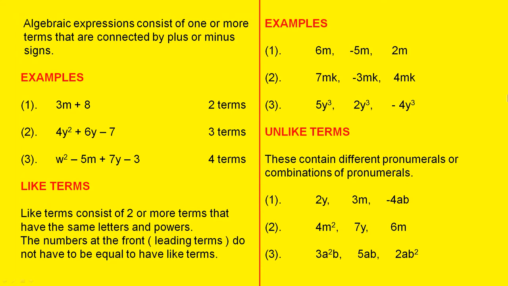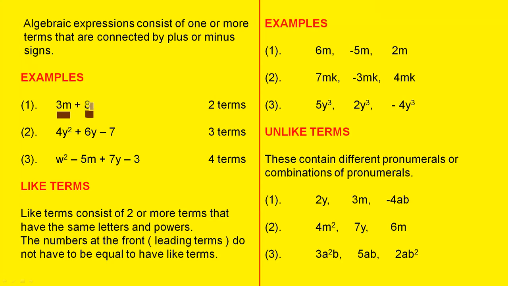Algebraic expressions consist of one or more terms that are connected by plus or minus signs. Let's look at some examples to see what this means. In the first example we have 3m plus 8. We have two terms here: we have a 3m, we have 8, connected by a plus sign.